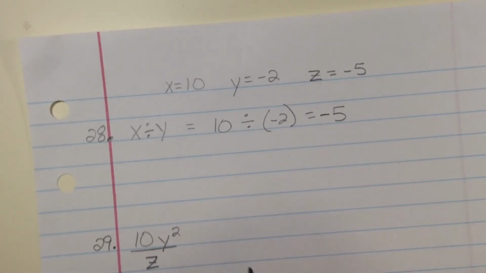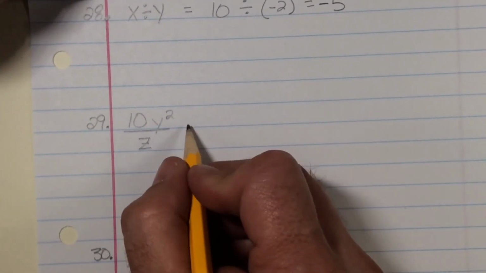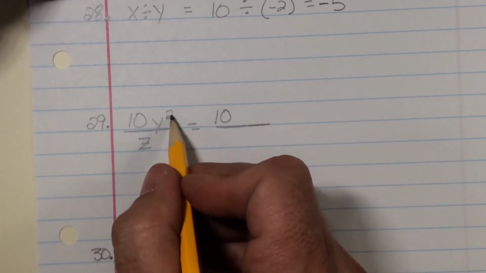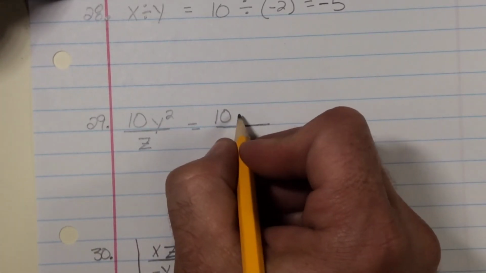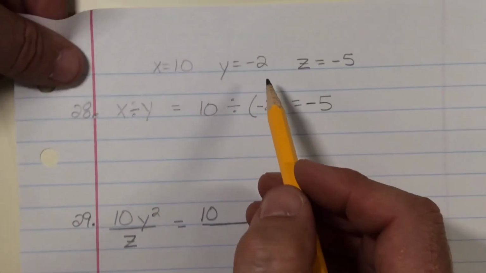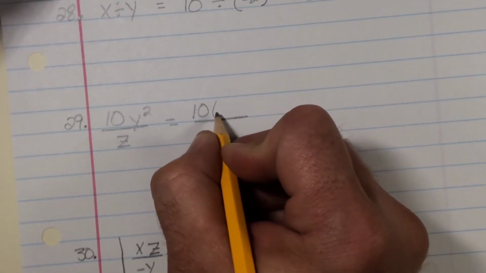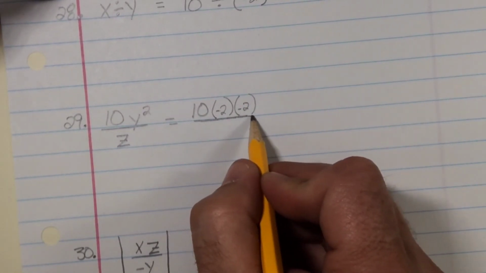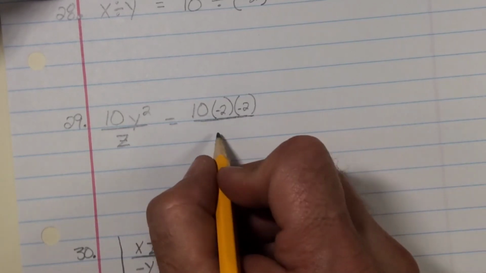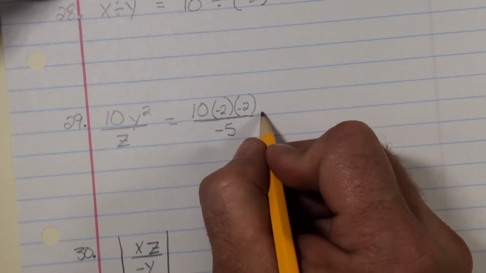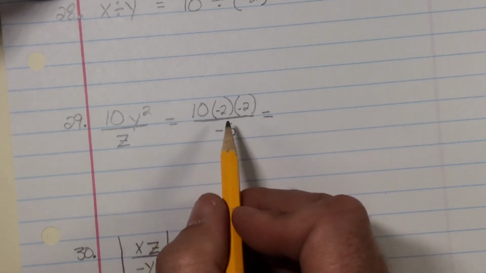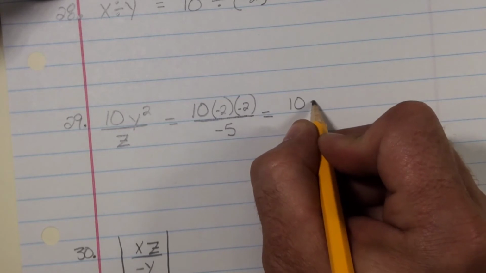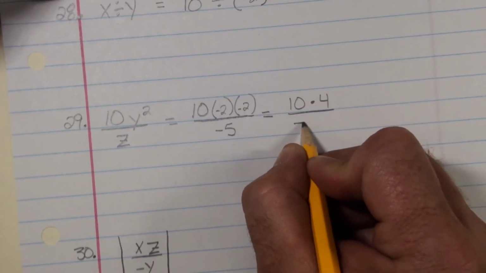For number 29, I substitute in, so on the top of the vinculum, I have 10 and then y squared, or y times y. In this case, y is negative 2, so I put in negative 2, negative 2. On the bottom, z was negative 5, so I put in a negative 5. Remember, I simplify the top first. Well, negative 2 times negative 2 is positive 4, so now I have 10 times 4 over negative 5.